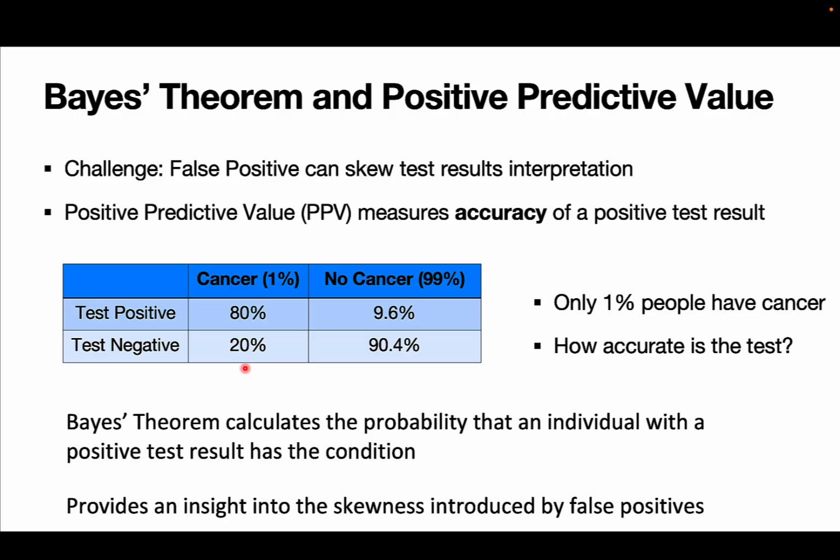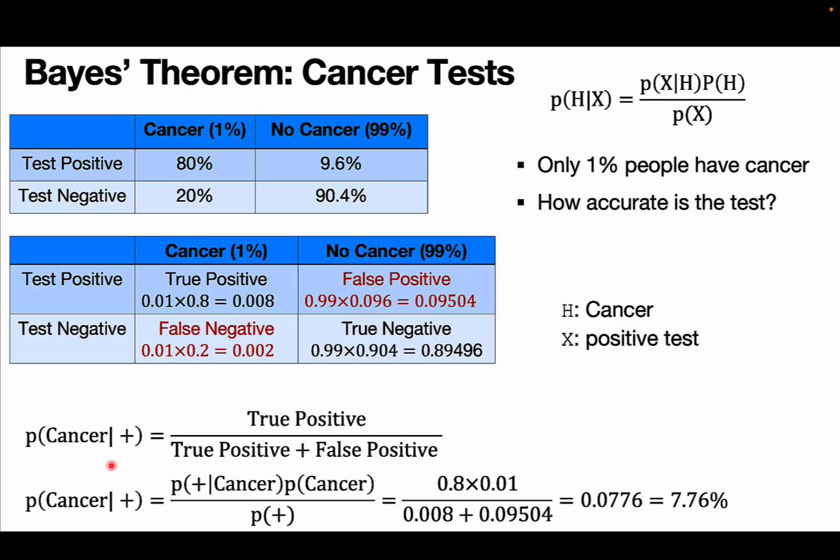Our goal here is to compute the probability of cancer given a positive test, which can be articulated as the ratio between the true positives and the total of positives, which comes from the true positives and the false positives. Now we can use the data that we have to compute the needed probabilities, plug them into Bayes' theorem, and we end up with a 7.76% chance that if a test says it's positive, one actually has cancer.